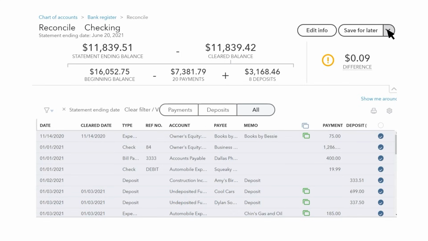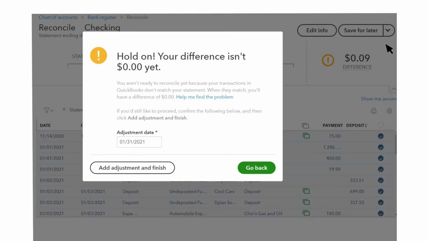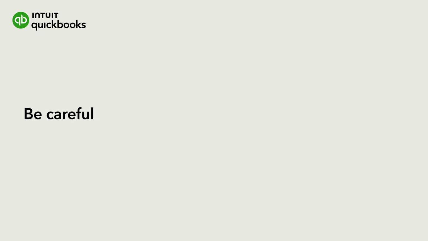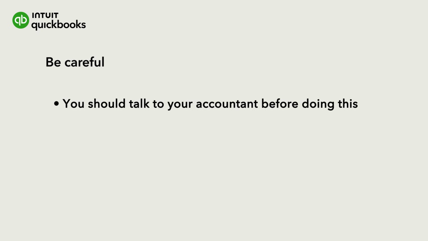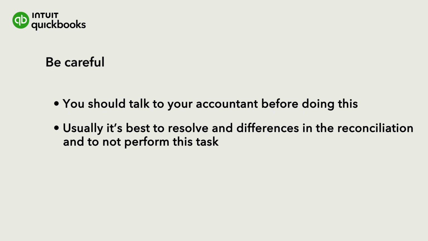If you cannot find the error, you can still choose to finish and accept the difference. QuickBooks will create a journal entry that adjusts your books by the amount of the difference. However, you should talk to your accountant before doing this. Usually, it's best to resolve any differences in the reconciliation and to not perform this task.